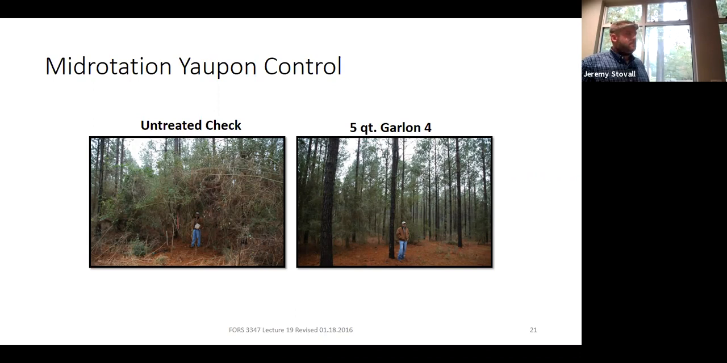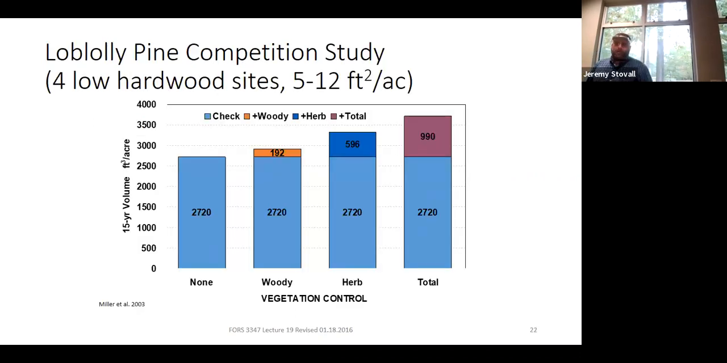Okay, here's three graphs that come from a competition study that Miller did in the early 2000s. This first graph is for 4 low hardwood sites where they only had 5 to 12 square feet per acre of hardwood establishment. And what we're seeing on these 4 bars is what the stem volume is at age 15. So this is mid-rotation where you may be looking at getting in there and doing a first thin. And again, remember 100 cubic feet is equal to 3 tons. So where they didn't apply any herbicide, that bar on the far left, 2,700 cubic feet is about 81 tons per acre. That's a pretty good stand at age 15.